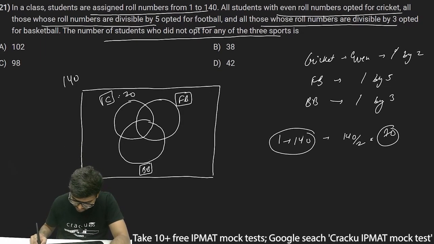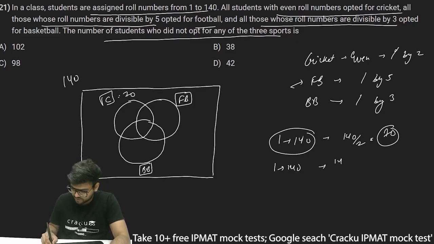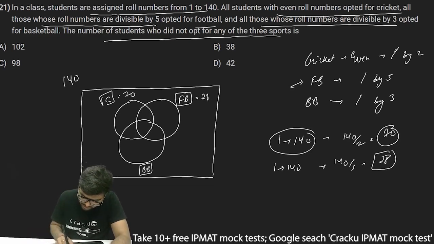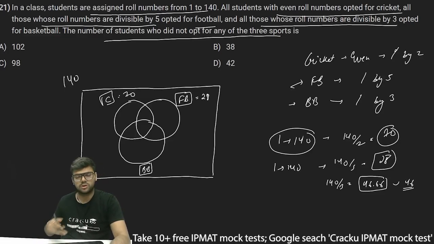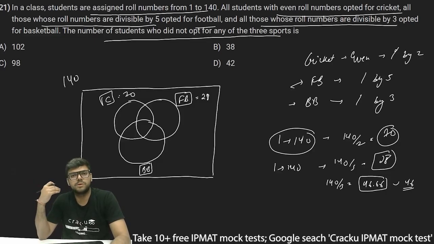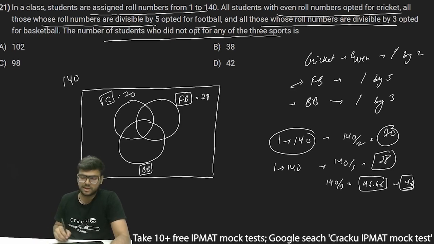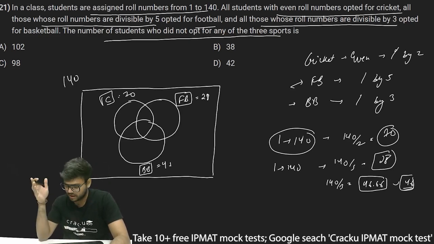Now, if I ask for football, from 1 to 140, how many are playing football? Football is divisible by 5. So 140 divided by 5, there are 28 numbers which are divisible by 5. So there are 28 students who are playing football. Now how many are playing basketball? All the numbers which are divisible by 3. So 140 divided by 3 will be equal to 46.66, and therefore there are 46 students, because the 47th number divisible by 3 would be beyond 140. So there are 46 roll numbers from 1 to 140 which are divisible by 3.